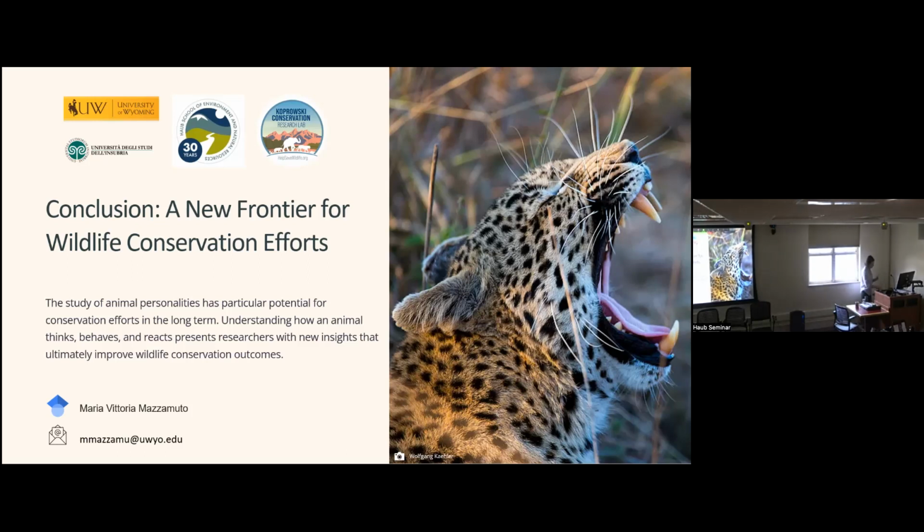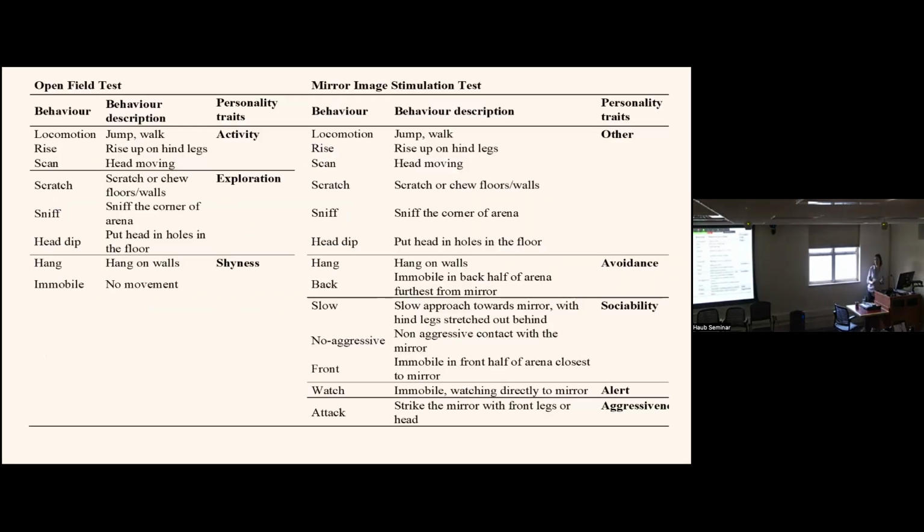Yeah, so regarding the first part of your question, here is an example. This is the ethogram that we used when we were watching the videos of how the squirrels would act in the arena test. See on the left, you have behaviors, like moving, locomotion, rising on the back legs, or scanning with the head. Those were all behaviors that give us an indication of the personality trait, that is activity, or exploration: scratching the floor, or sniffing, or putting the head in those 4 holes that you saw on the floor. So those are behaviors, and the ones on the right are personality traits.